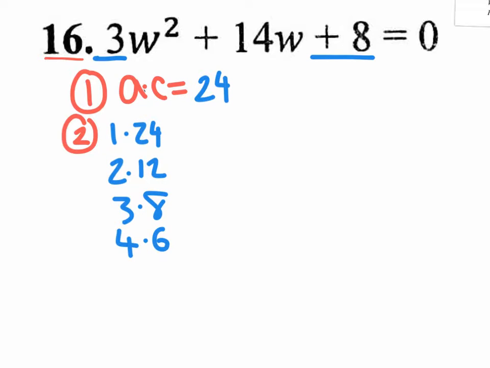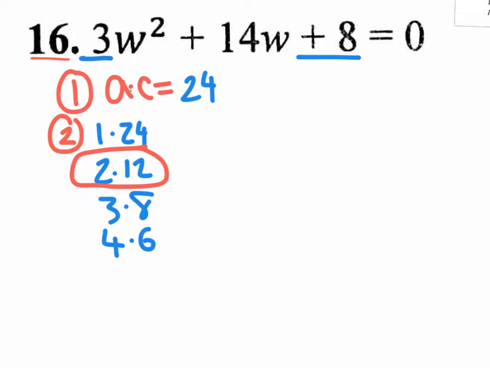So what we have to ask ourselves is, which pair of numbers combines together to give us the middle value, which happens to be positive 14? Well, if you add these, you get 25. If you add these, you get 14. So this must be the pair of numbers. There is no need to change signs because 2 plus 12 is 14. So we're ready to move on to step 3.